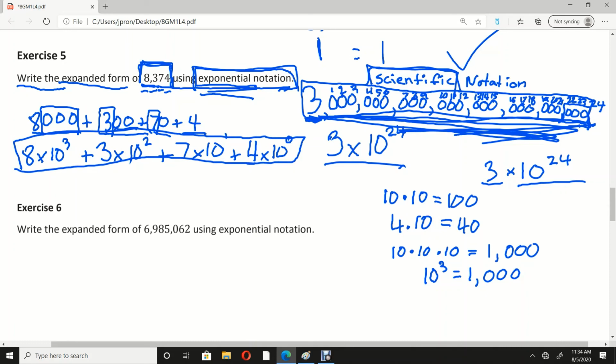Okay, I want you to try exercise 6. You should do this with this number now. Okay? Give it 3 minutes because it's big, and do it.